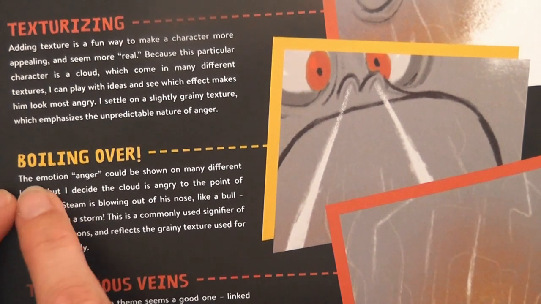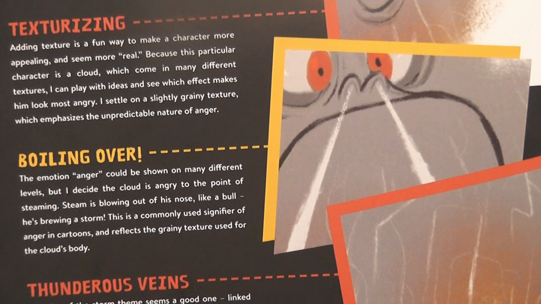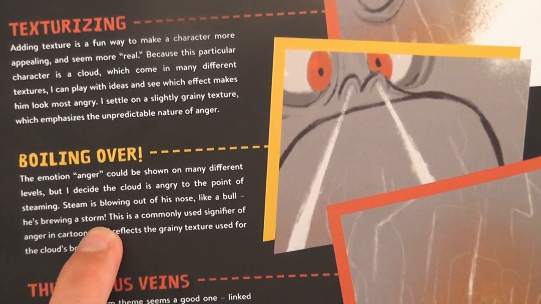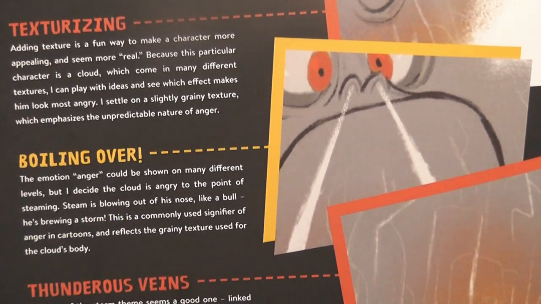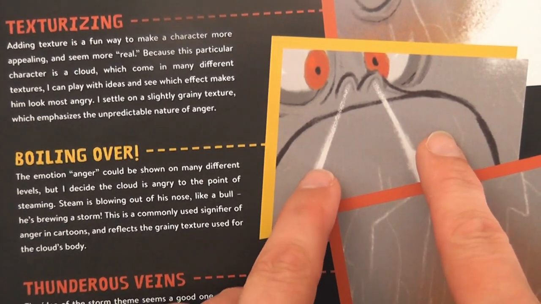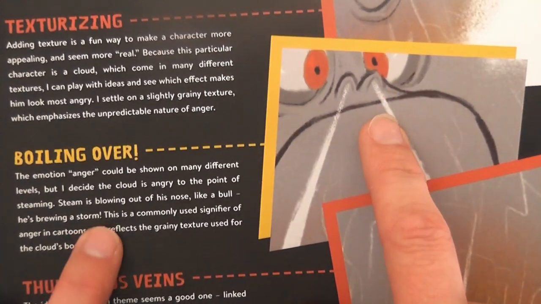I'll read the article, this is what she said. The emotion anger could be shown on many different levels, but I decided the cloud is angry to the point of steaming. Steam is blown out of his nose like a bull. He's brewing a storm. I thought to myself, well, that's the story there. He's brewing a storm. He's about to pop. So I thought, well, I want to know what's going to happen. What's going to happen when he does pop? And also, what has made him pop?